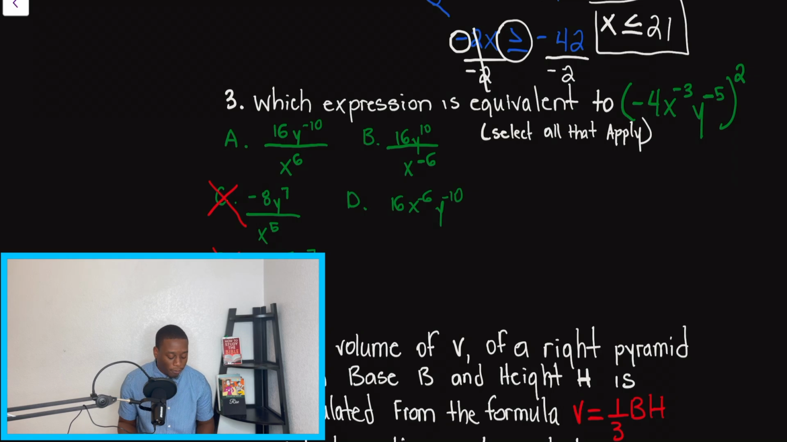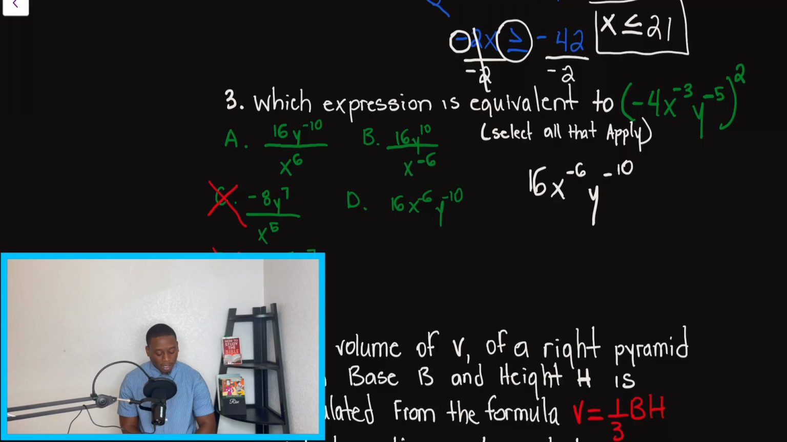So we know that negative 4 squared is going to give me a positive 16, right? So A, B, and C all have positive 16. Now, when we go to our exponents, x to the negative 3, y to the negative fifth power, we multiply the exponents. So what that means is I'm going to have x to the negative 6, y to the negative 10, right?